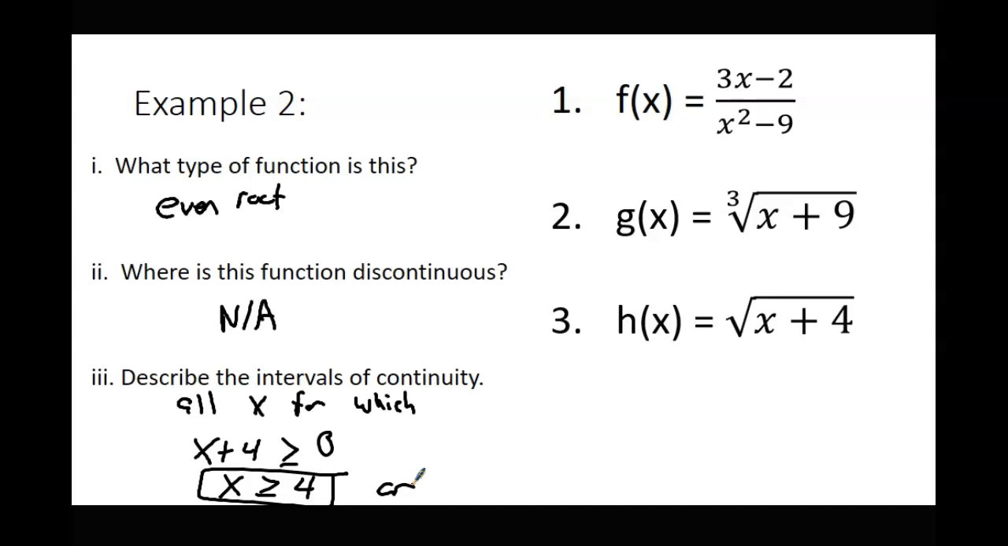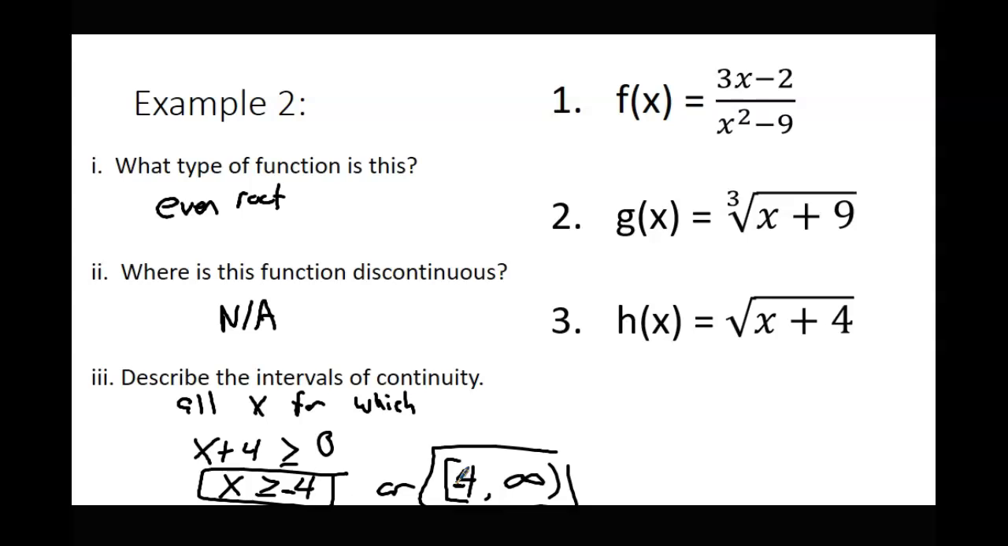No, it's greater than 4. So starting at 4, bracket or parenthesis? Bracket, because it can be equal to, right? And it keeps going on for how long? Forever. Parenthesis. So you could write it either way. Oh, it would be -4. Yes, it would. Thank you. Good catch.